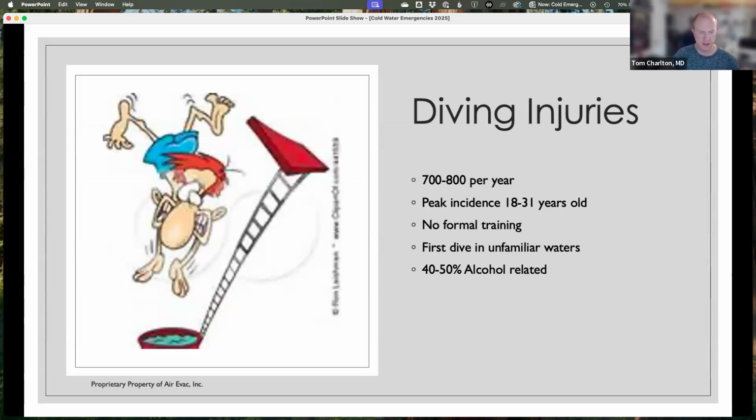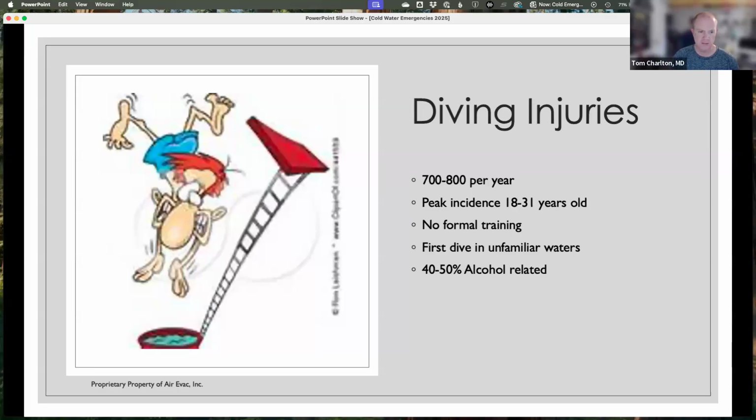Diving injuries are another big thing that contributes to some of these. There are about 700 or 800 diving injuries per year. The peak incidence is 18 to 31 years of age. Unfortunately, a lot of the time, this is "hold my beer, watch this." And so alcohol is related in 40 to 50% of these diving related injuries.